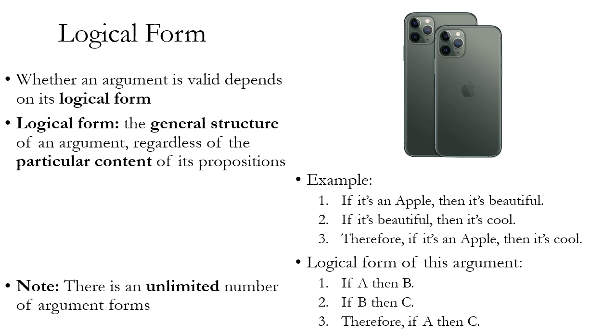So as a kind of side note, there are an unlimited number of argument forms, both valid and invalid. However, the most commonly used ones are named and classified. And so in this section on deductive arguments, we're going to be looking at some of the different types of valid and invalid deductive arguments.